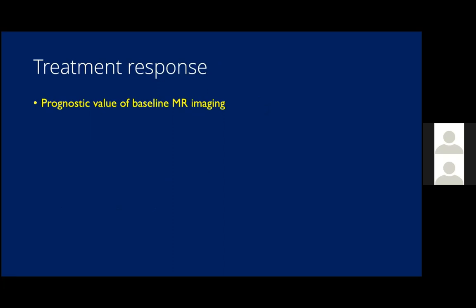Baseline MRI imaging has a prognostic value because if the lesion load is too much, these patients may do worse than the patients who have less lesion load in the beginning. On top of that, not only the number of lesions is important, but also the topography of the lesion, because if a lesion is in the brainstem or in the spinal cord, it will have more symptoms as compared to a lesion in the periventricular white matter.